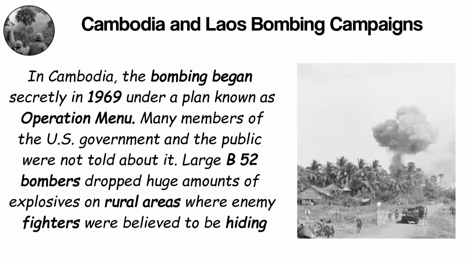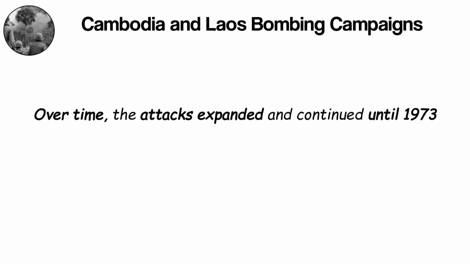In Cambodia, the bombing began secretly in 1969 under a plan known as Operation Menu. Many members of the US government and the public were not told about it. Large B-52 bombers dropped huge amounts of explosives on rural areas where enemy fighters were believed to be hiding. Over time, the attacks expanded and continued until 1973.